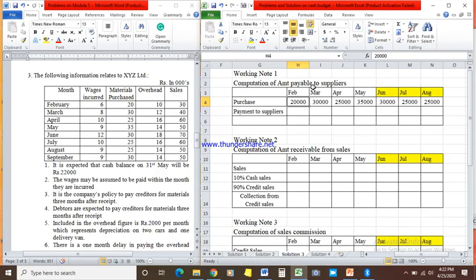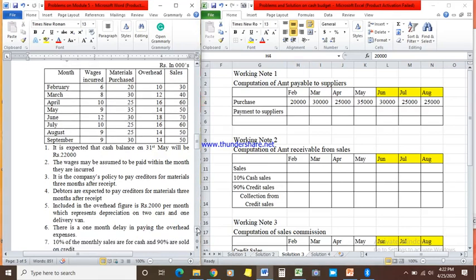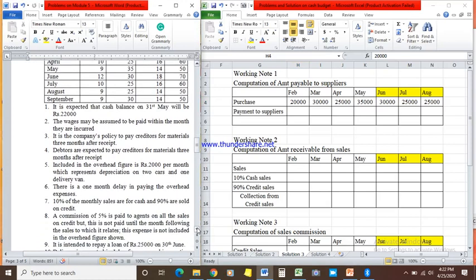So the first working note is computation of amount payable to suppliers, for the purchases. According to the additional information, it is a company policy to pay creditors for materials 3 months after receipt. Now if there is a 3 months time lag in payment, then the February payment will be made in the month of May.